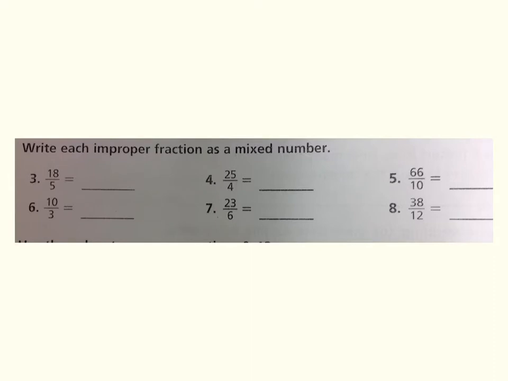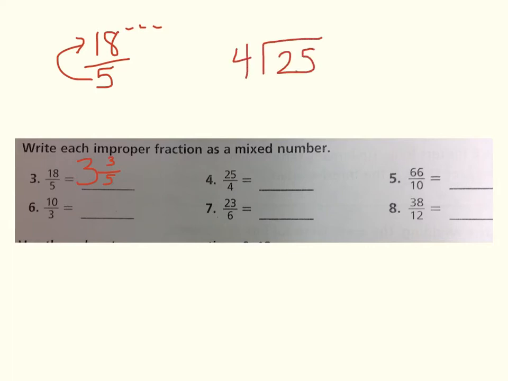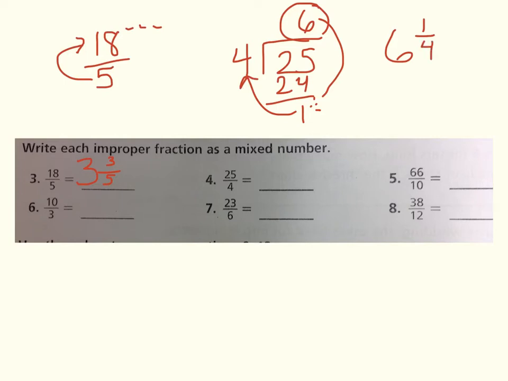I'm just going to do a couple of these because I just want to remind you the two different ways you can do this. I can either say 5 goes into 18 3 times, which is 15, and then 16, 17, 18, with 3 left over, and my denominator stays the same. Or if that's too hard, you can actually make it a division problem where 4 goes into 25 6 times. And then remember, we go around the clock, so we start with 6 and 1/4. So we have 6 and 1/4.